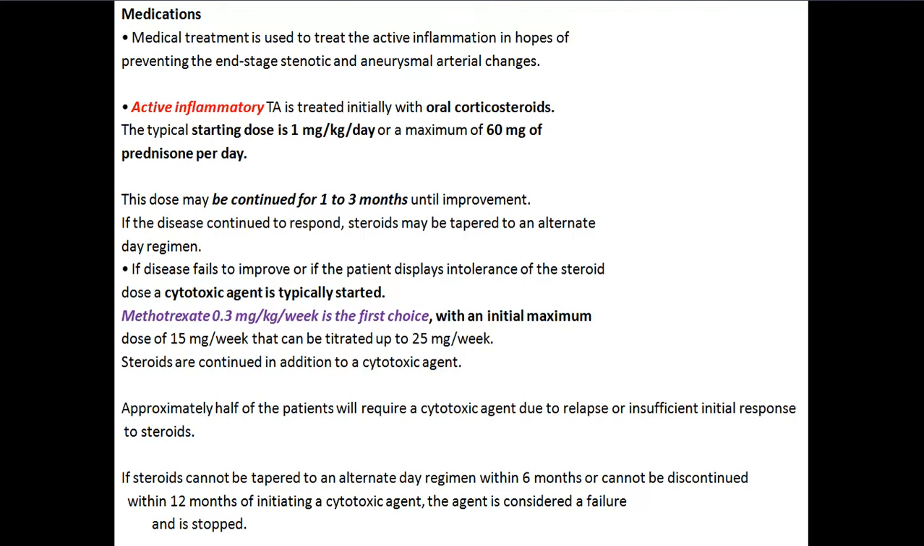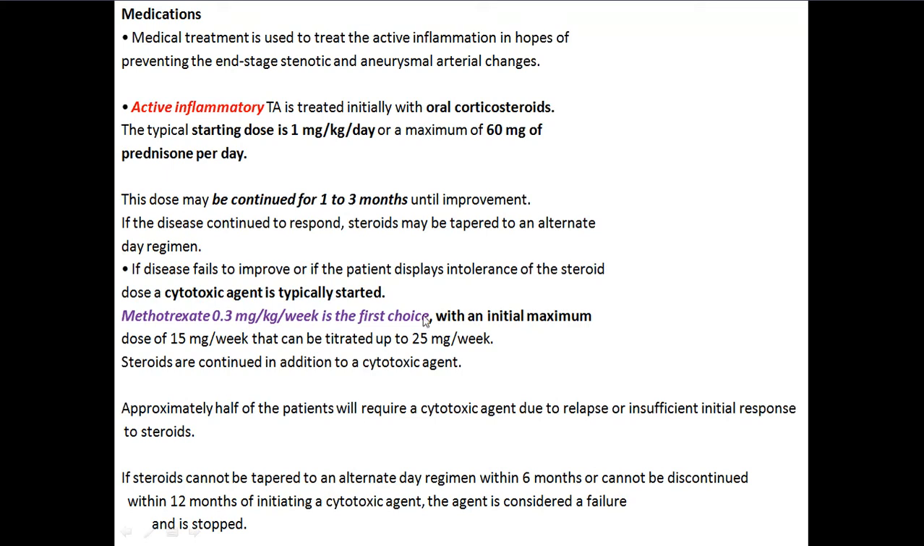So how do you want to give? The oral corticosteroids should be started at a dose of 1 mg per kg per day, or a maximum of 60 mg of prednisolone per day. So any patient when you diagnose arteritis, we start with corticosteroids. This dose may be continued for 1 to 3 months until the improvement.